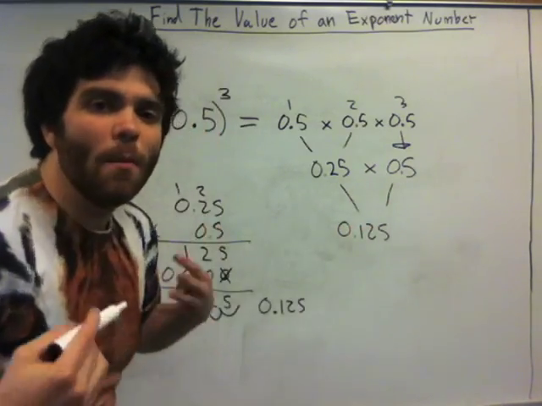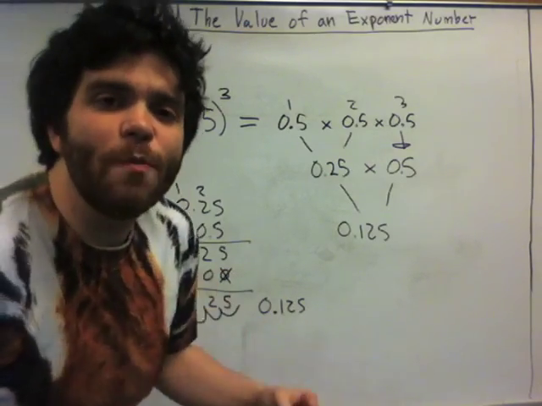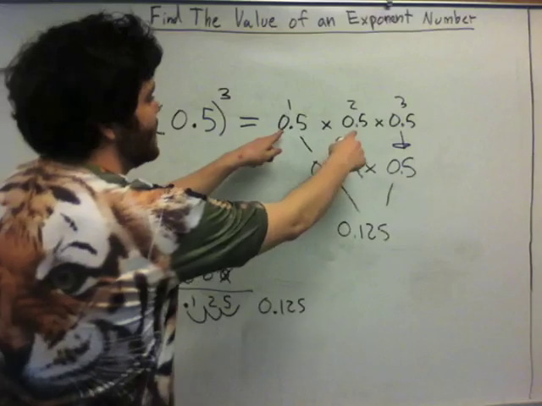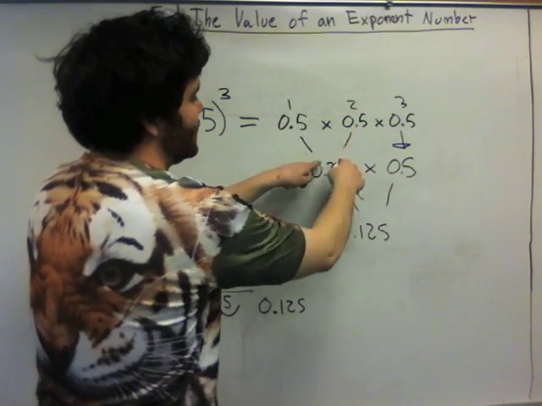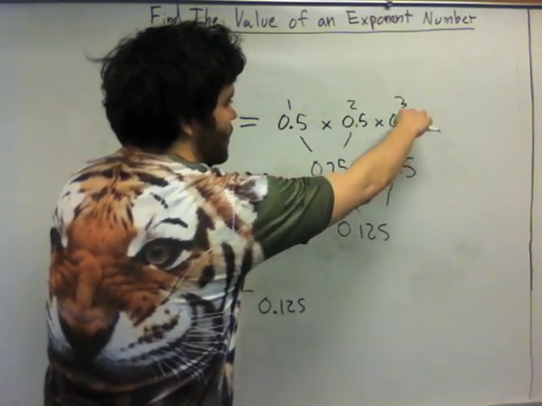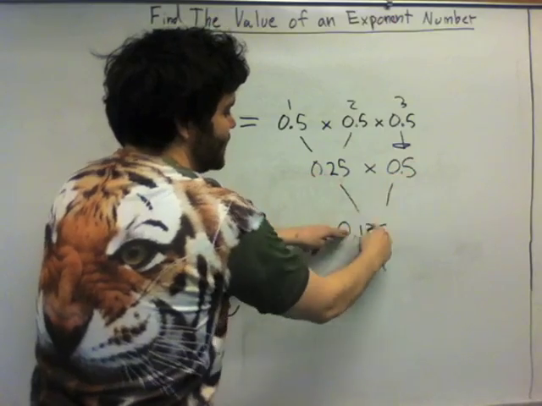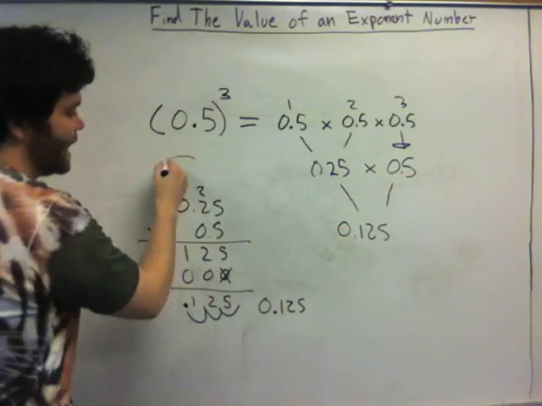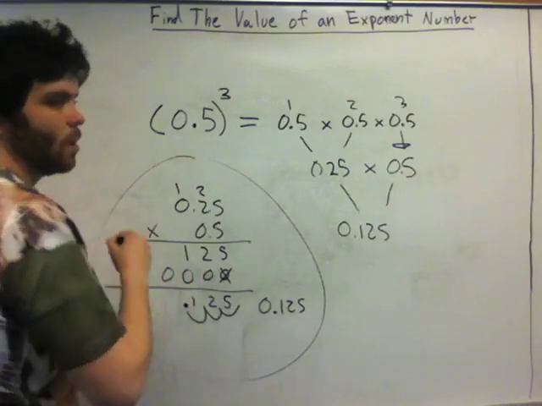That's going to give me 0.125 for my answer. And again, the grouping strategy is the same. We just say 0.5 times 0.5, that's 0.25. And then we say, well, I got this and I got to drop it down. 0.5 times 0.25, that's 0.125, as we saw in our scratch work.